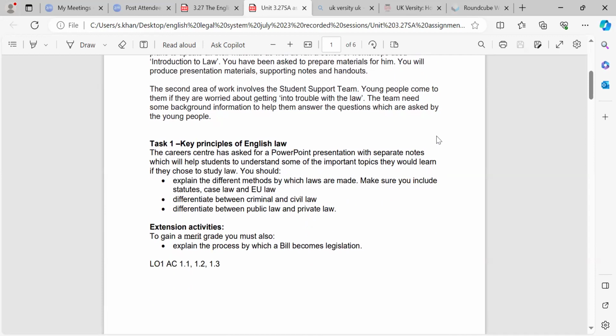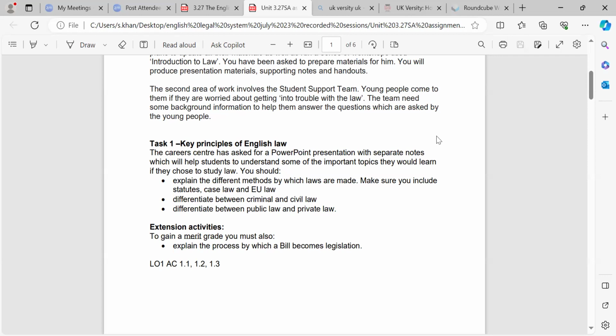The second area of work involves the student support team. Young people come to them if they are worried about getting into trouble with the law. The team need some background information to help them answer the questions which are asked by the young people.